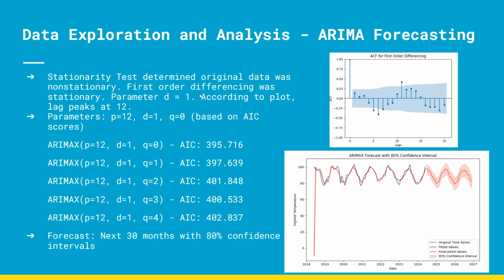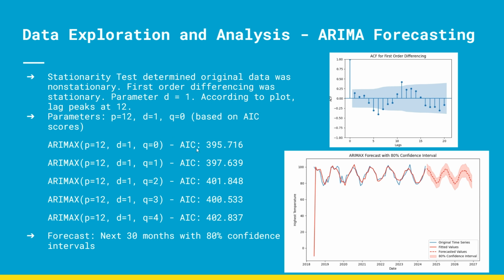And then we did first order differencing after we determined that, to see if it was stationary. And once that was done, we got a p-value below 0.05. So because first order differencing was stationary, we can assume that parameter D is equal to 1. According to the plot that we did here for ACF first order differencing, you can see that there's a peak at 12. So that stays consistent. P will be 12. And then after we did that, we need to do AIC scores using D equals 1 and P equals 12. This will help us find Q.